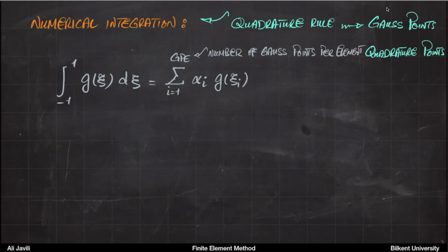All right. Now, what is the order of the polynomial that you can capture with that, or how many Gauss points do you need? The relation for that is the following. The number of Gauss points, GPE, must be larger or equal to (P plus 1) divided by 2. P is the order of the polynomial.